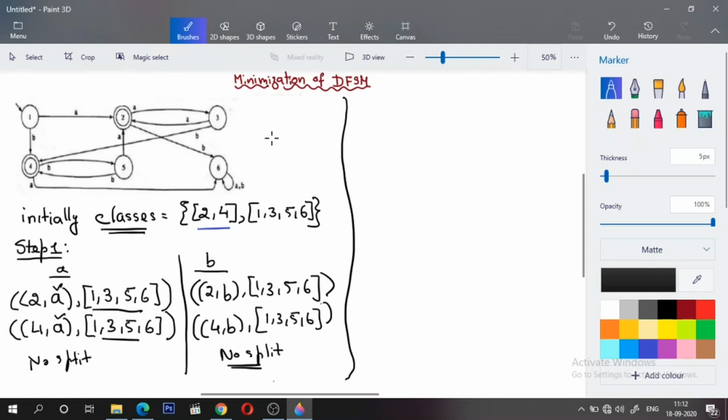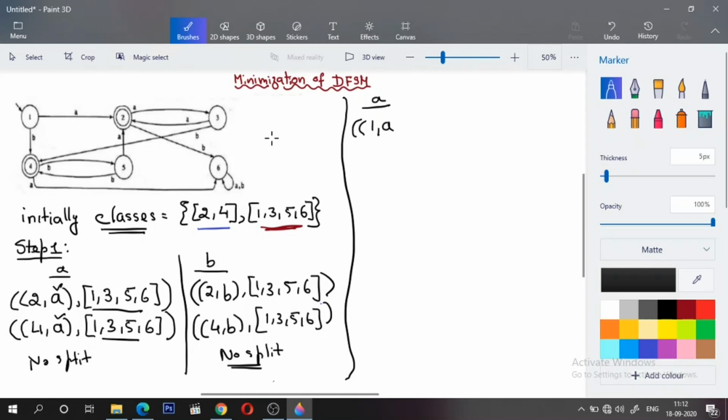Okay. Now, in step 1 itself, we have to check for 1, 3, 5 and 6, right? We need to check whether 1, 3, 5 and 6 will be further split or not. Okay. So, we will see that. So, first let us check for A. Okay. So, let us start with 1.